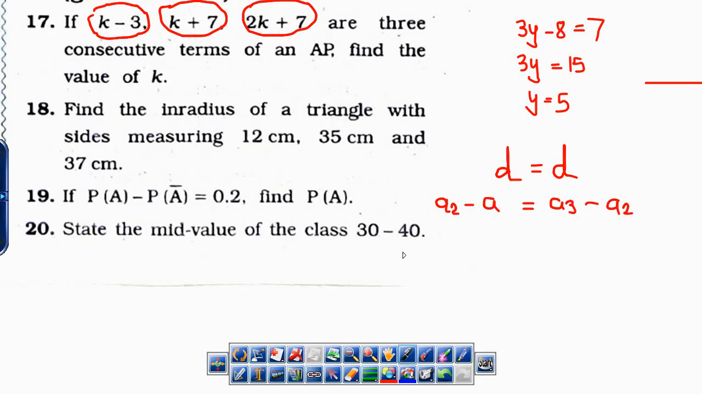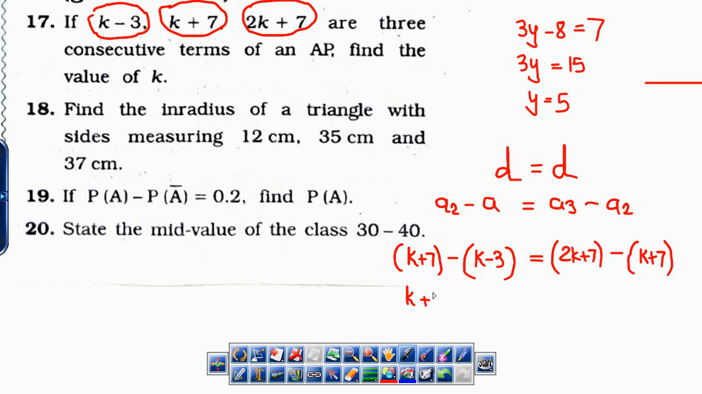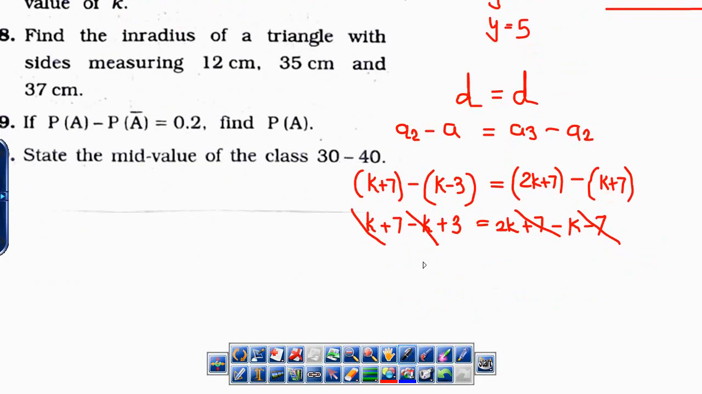Now putting the value of a2, k plus 7, minus a1, k minus 3, equals a3, 2k plus 7, minus a2, k plus 7. So k plus 7 minus k plus 3, the sign changes because the bracket is opened; 2k plus 7 minus k minus 7, again the sign changes. Plus 7 minus 7 gone, plus k minus k gone. 10 is 2k minus k, 10 is k. The answer is 10.